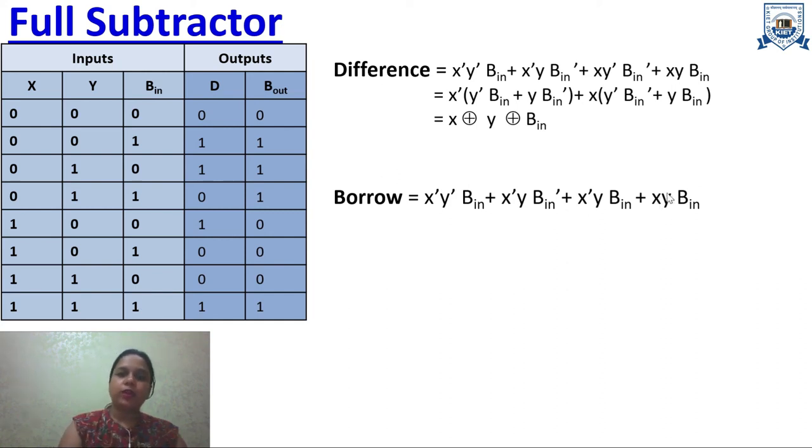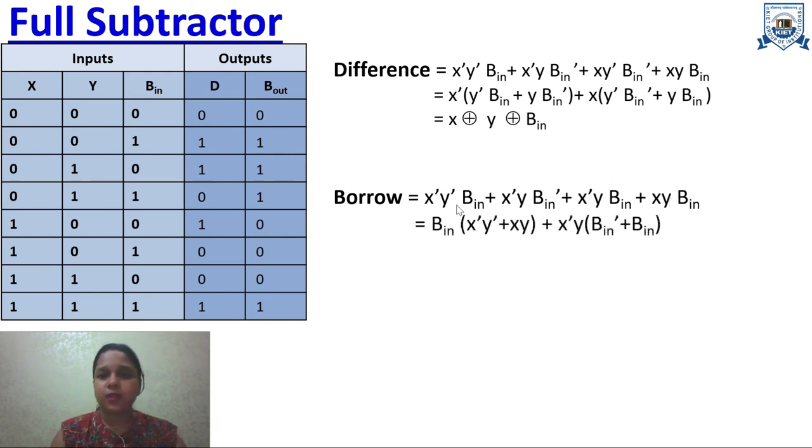Now we need to reduce this. In the next statement, we have taken b in common from the first Boolean expression and the last Boolean expression. After taking common, it will be x bar y bar, that is written over here, plus xy. So xy is written over here. From these two, x bar y is taken common, and after that b in bar plus b in is left, that is written over here. Now you can see that this is similar to a bar plus a. So this value is 1.